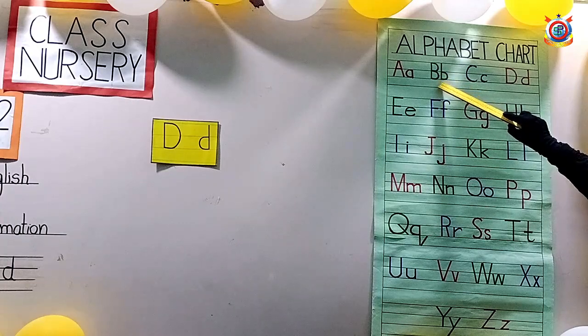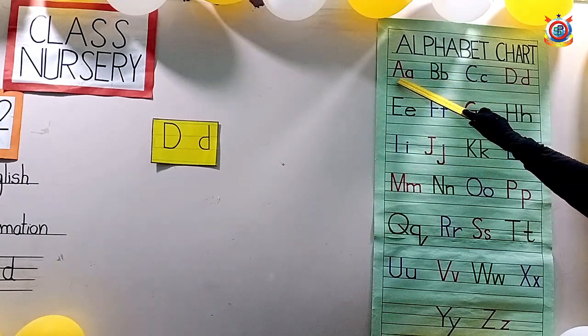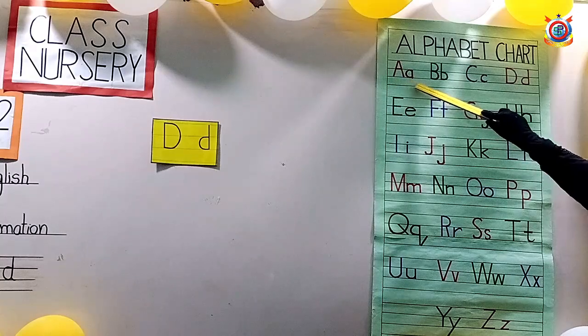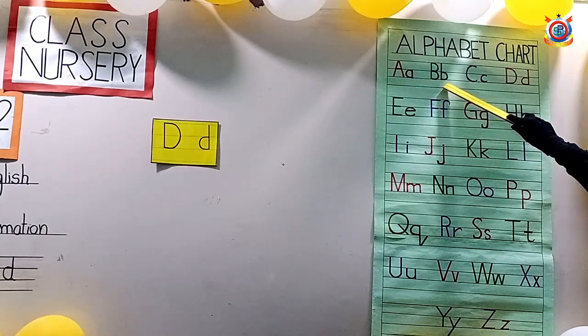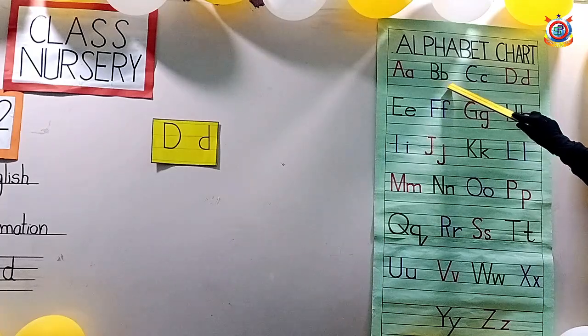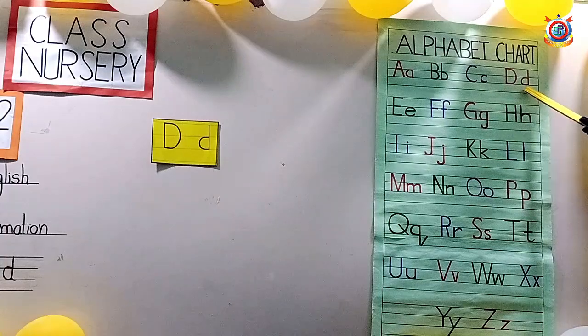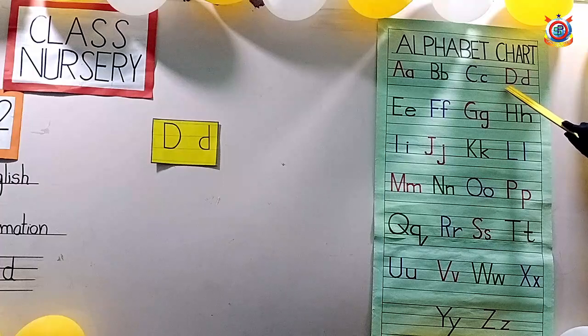Okay, let's repeat it once again. Name A, sound A. Name B, sound B. Name C, sound K. Name D, sound D.